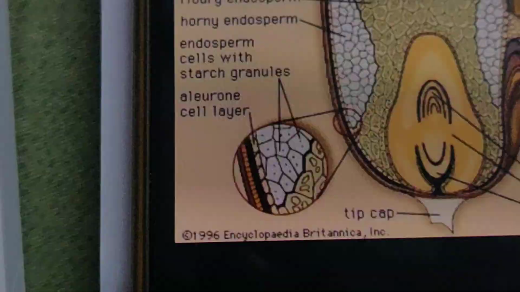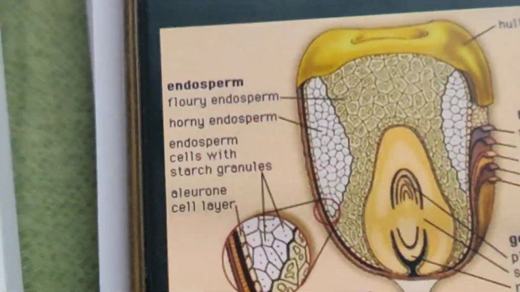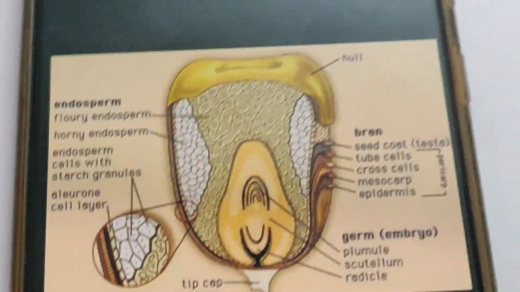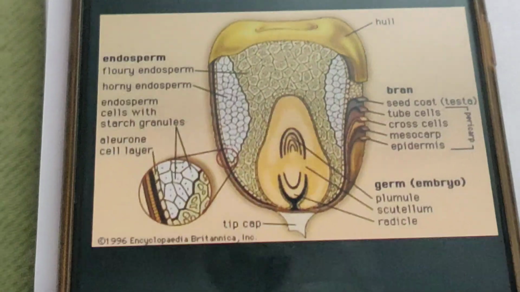So basically that's what the structure of a bean seed and a maize grain is, or I can say what a dicot and what a monocot seed looks like.